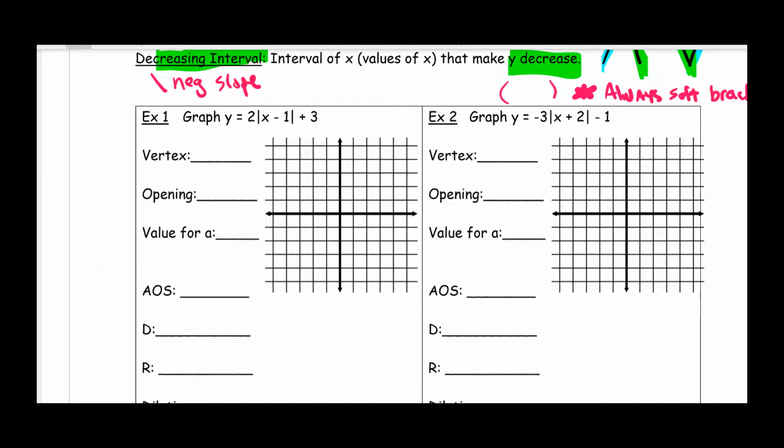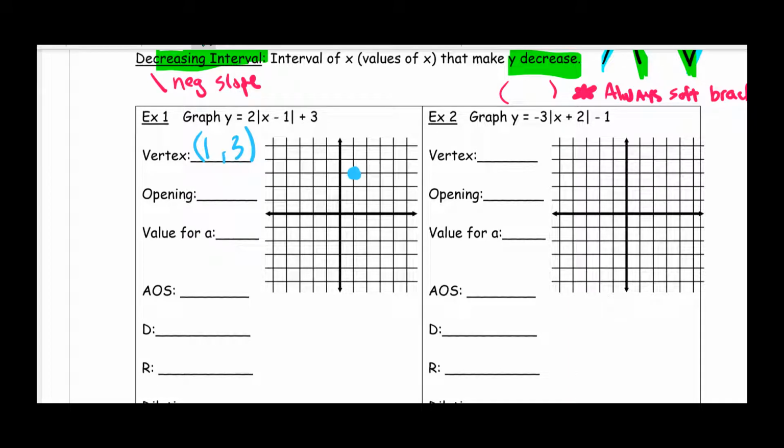Now the vertex, remember, we have to flip the h value. The h value right here is -1, so we flip that, and it becomes 1. Then the k value we keep the same, so that's 3. So the vertex is (1, 3). I'm going to go over 1 and up 3: 1, 2, 3. Put a dot right there. That's my vertex.